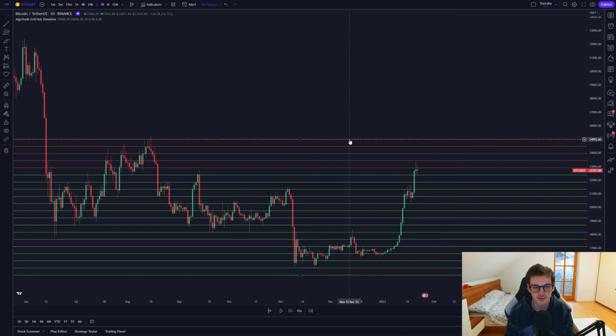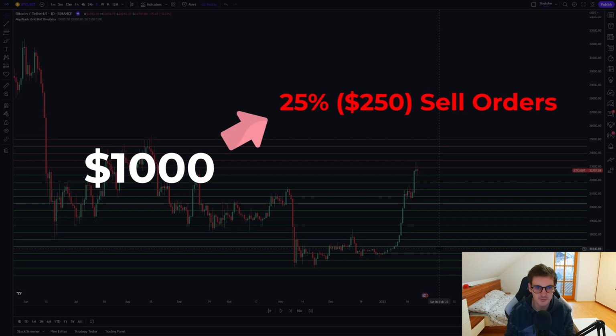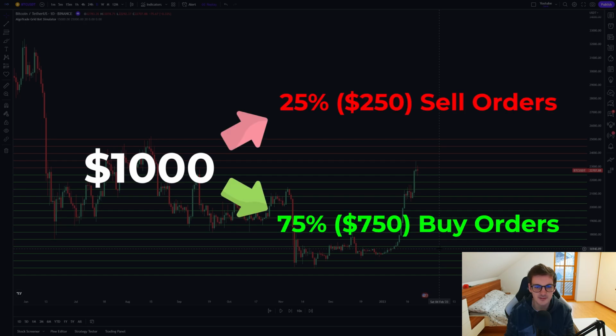You can see on the chart that the price is in the upper range of our grid, meaning we have more buy orders than sell orders. In this example, we have a total of 20 grids consisting of 5 sell orders above the current price, 15 buy orders below the current price. This means if we were to start with $1,000, we need to have 25% of that in Bitcoin for the sell orders, 75% of that in USDT for the buy orders.